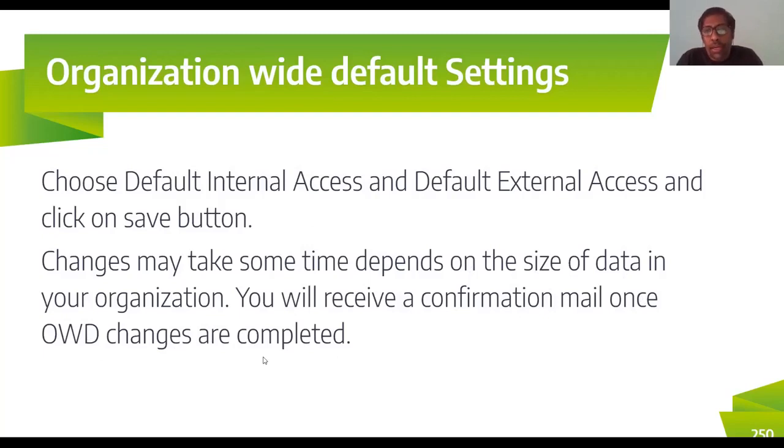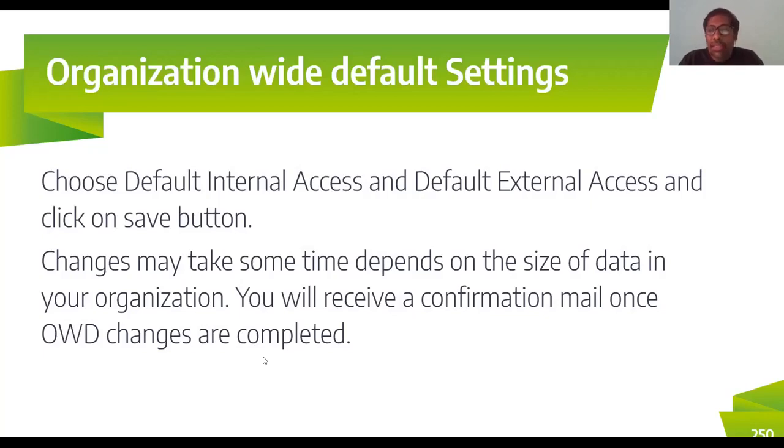If there is more data, it will take some time to get changed, so you have to wait for it. The confirmation mail will be sent to your mail ID once the access is saved here. You have to choose the default internal access and the default external access, and then you have to click on save.